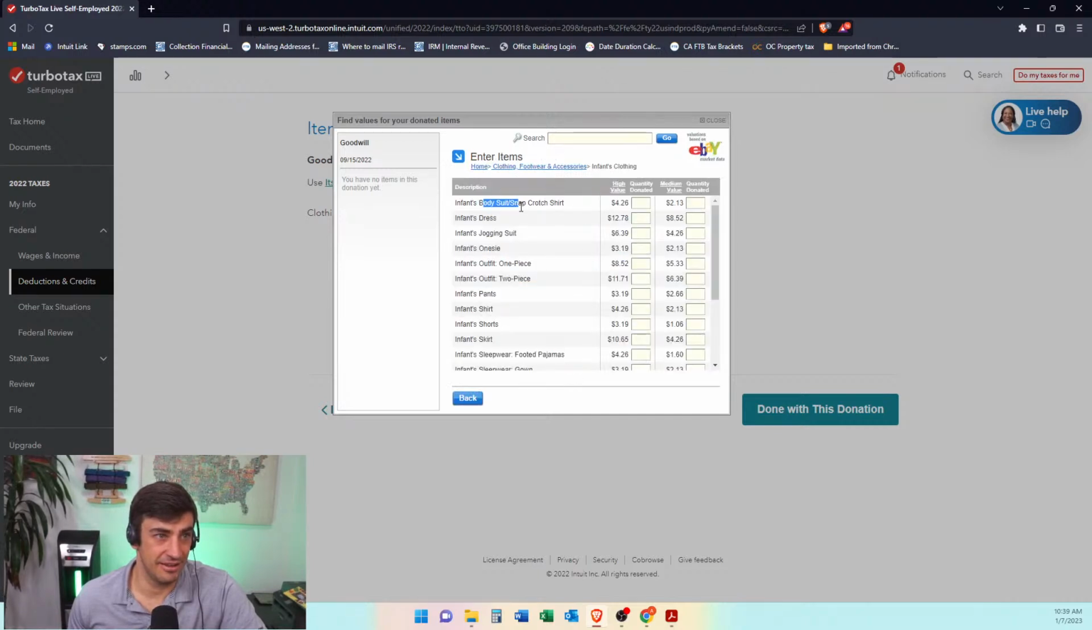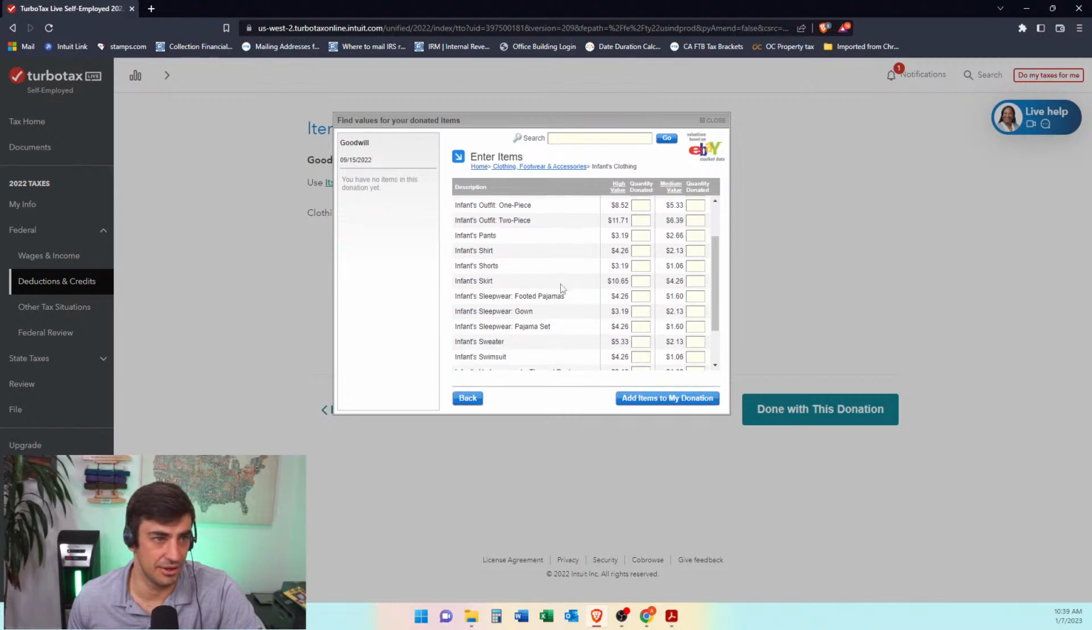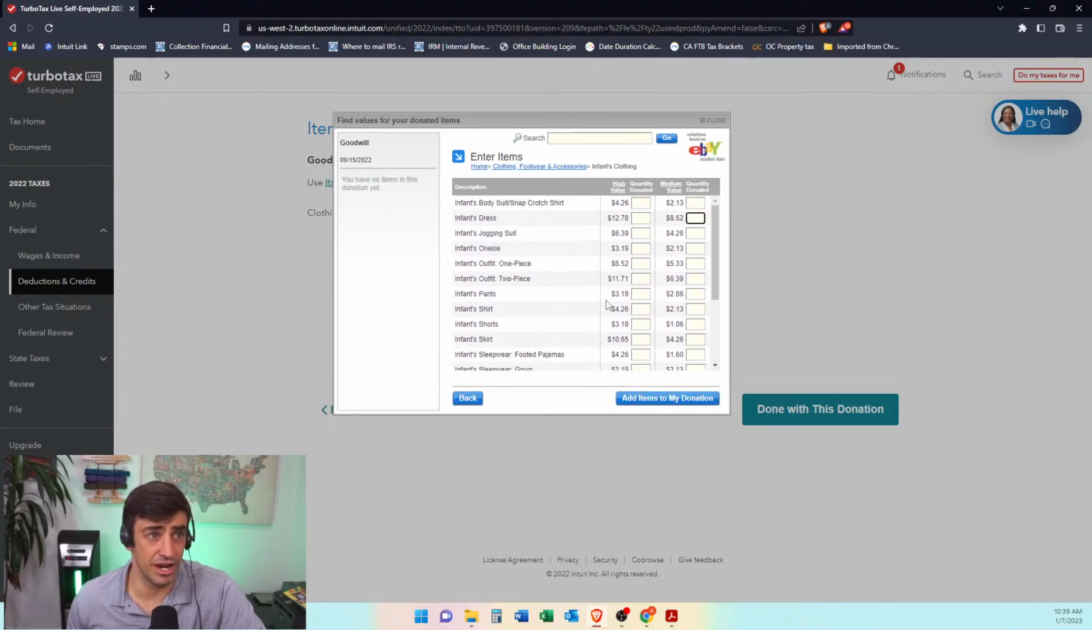Look at that. Bodysuits. I don't even know what that is. Like a dress, right? High value, low value. You could put the amounts in there, but this would be a great idea to fill this out just in case this gets audited. We can prove where we got the valuation for the amounts that we reported.